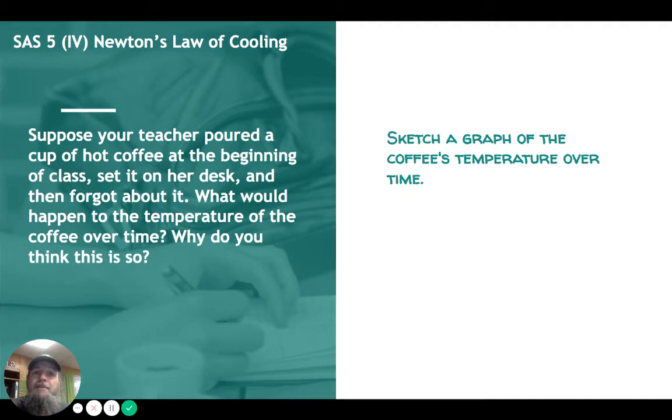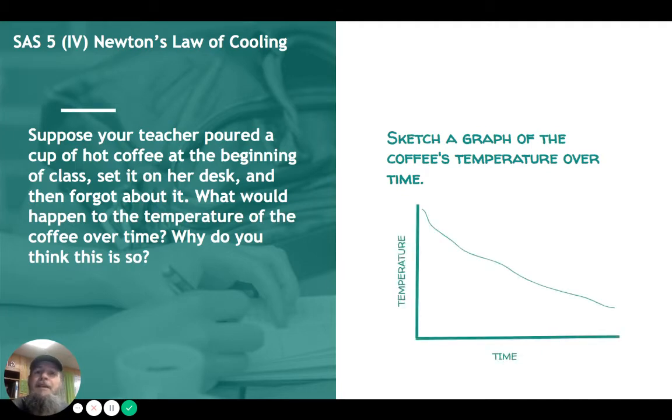Why do you think this is so? Well, we'll sketch a graph of the coffee's temperature. This is just an estimation of what might happen. Now, this is not accurate. This is just your teacher's rendition of what he thinks might happen. And actually, if temperature is the y-axis and time is the x-axis, the temperature would go down at some curve similar to this over the course of time.